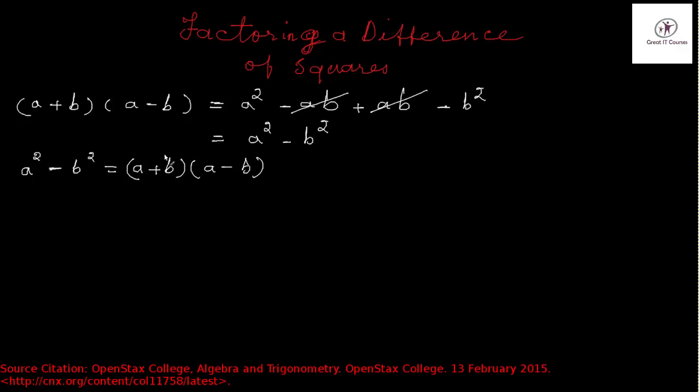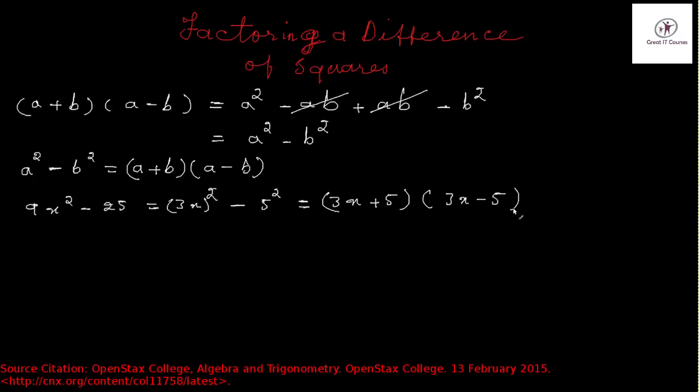Now, for example, if you have an expression like 9x squared minus 25, you can write this as (3x) whole squared, which is 9x squared, minus 5 squared. So then this would be a squared minus b squared, which is equal to a plus b, which is 3x plus 5, into 3x minus 5. a squared minus b squared is equal to (a + b) into (a - b).